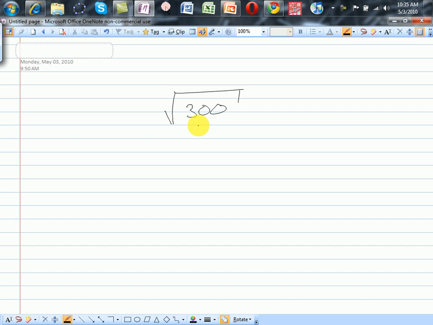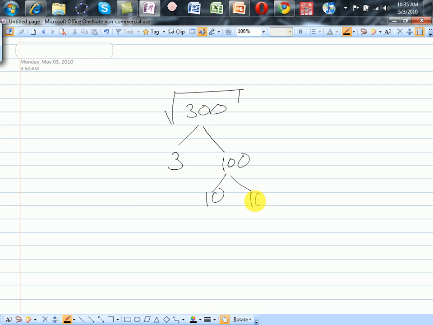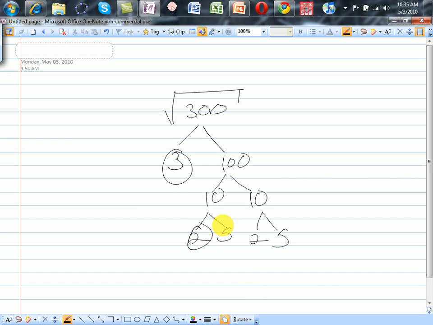factor trees. So we know that 3 times 100 is equal to 300. And we should also know that 10 times 10 is equal to 100. Finally, 2 times 5 and 2 times 5 both equal 10. We know when we can stop on our factor trees when at the bottom of our trees, all we have are primes. Circle each of the prime numbers to make sure that you write them all under radical.